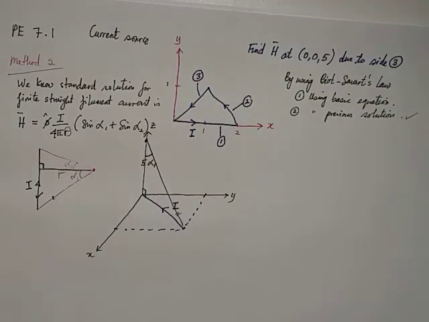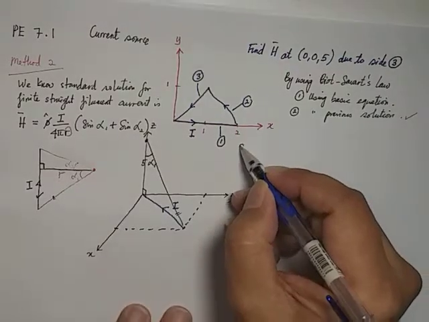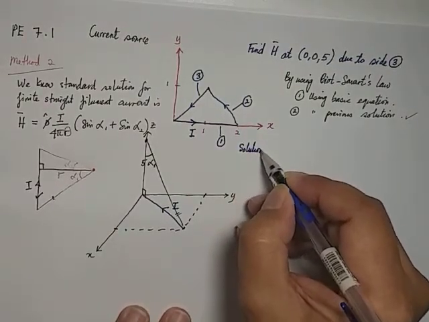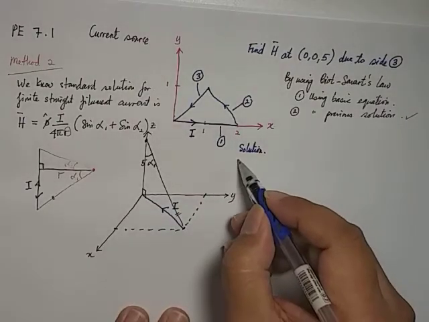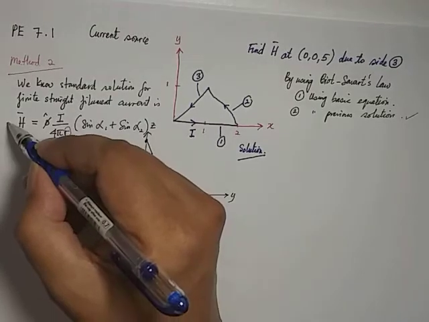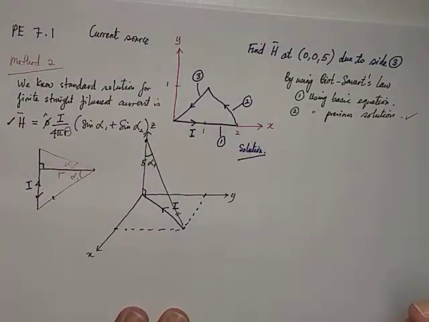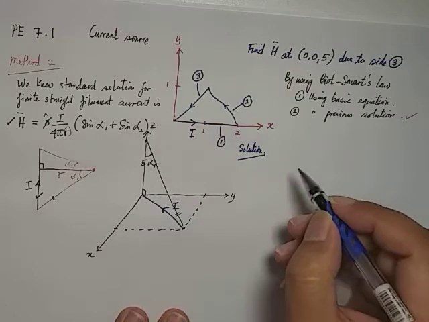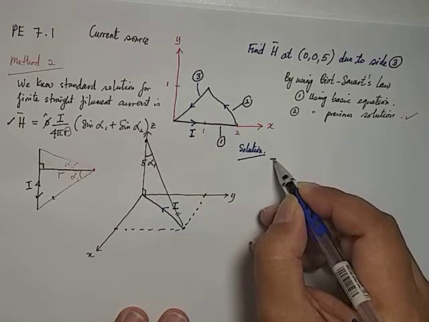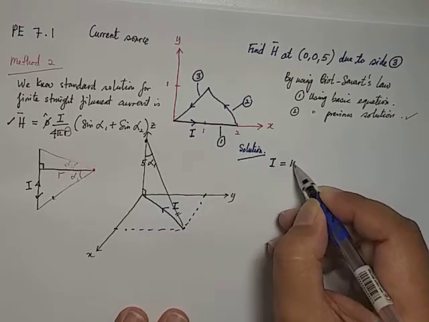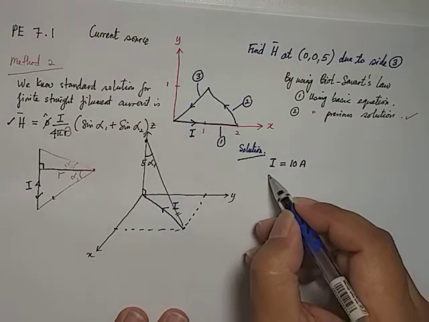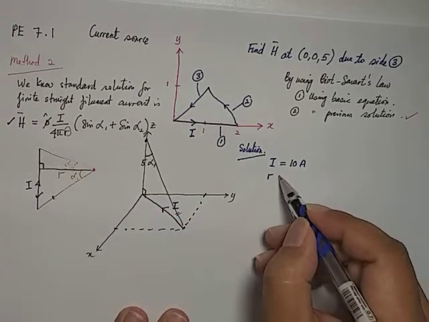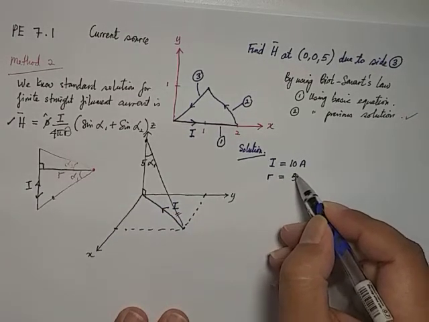So now, how am I going to solve this problem? Okay, so my solution now. I'm going to use this equation. Okay, so this equation is our objective. So therefore, I'm going to say now, okay, I is given as 10 ampere. That's given by the question. And then I'm going to determine my R. So this is the R from the diagram, which should be equal to 5, correct?